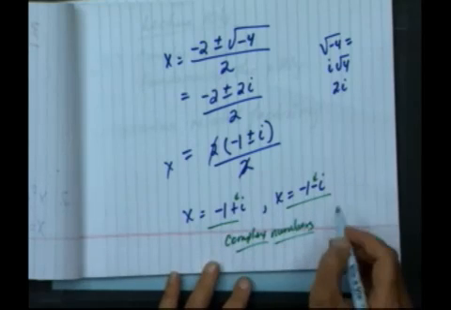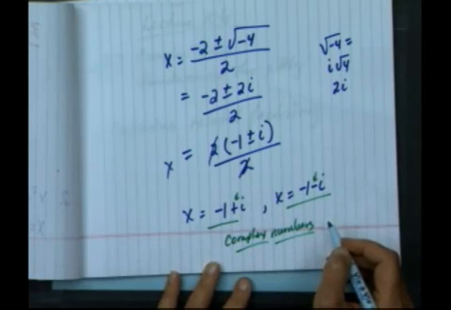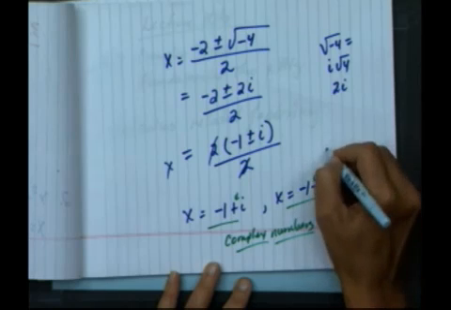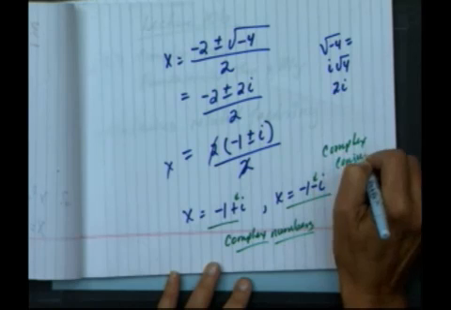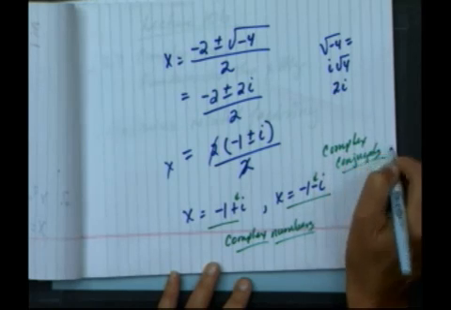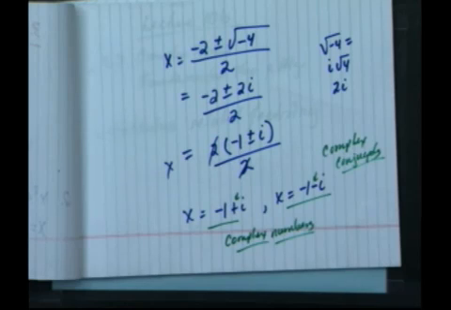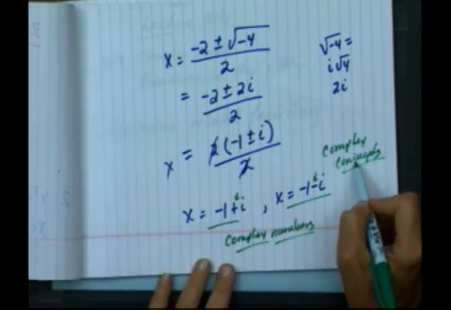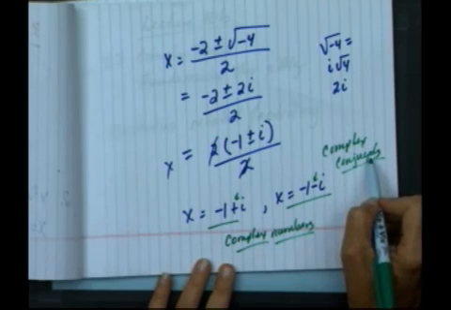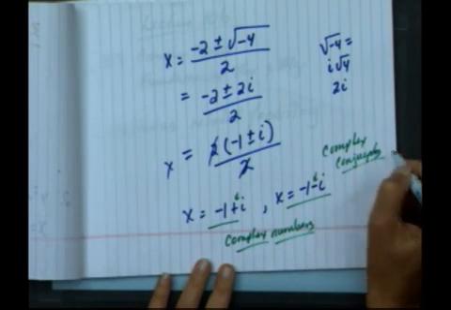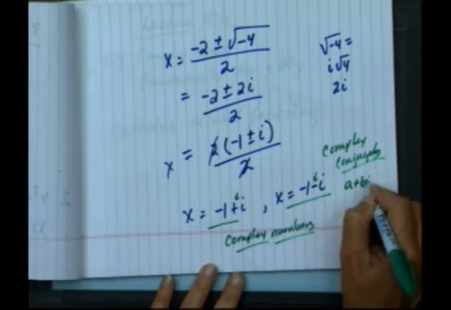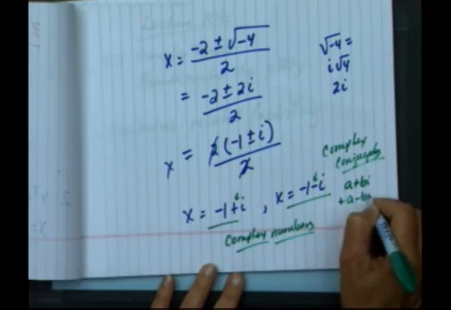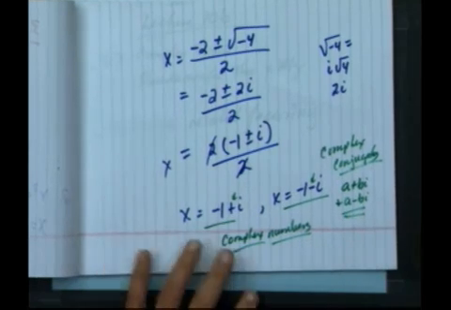These two numbers are called, who wants to tell me? Complex conjugates. Complex conjugates. Look at the e. A plus bi and a minus bi are called complex conjugates.